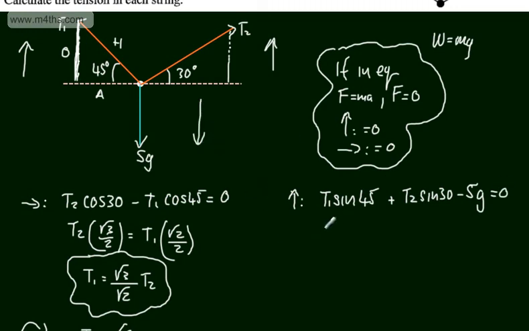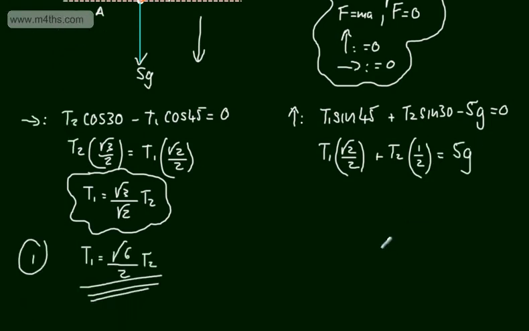So what we have here is T1 times root 2 over 2, and then we've got now T2. Now the sine of 30 is going to be equal to 1/2. Again, you can get that on a calculator, and that's equal to the mass times gravity, which is 5g. What I can do now is sub this in. So if I wanted, I can solve at this stage for T2 and then plug it back in.